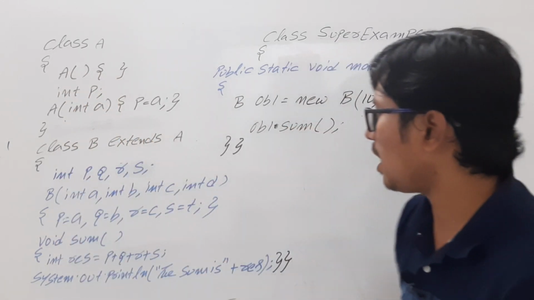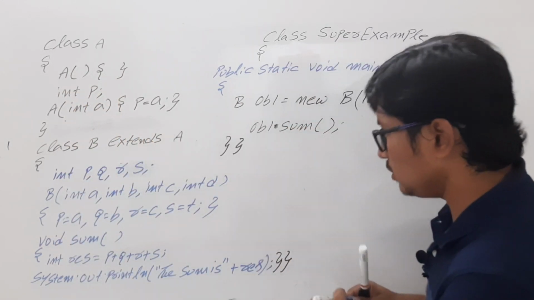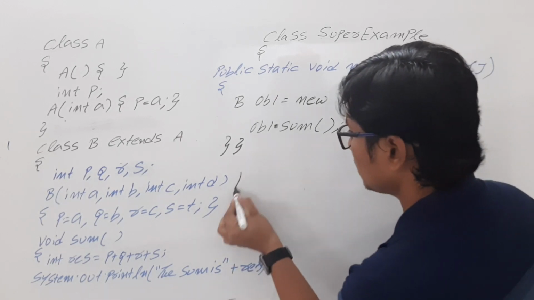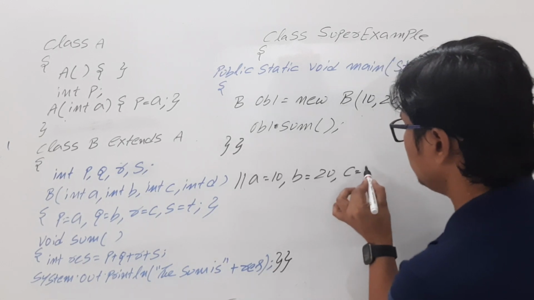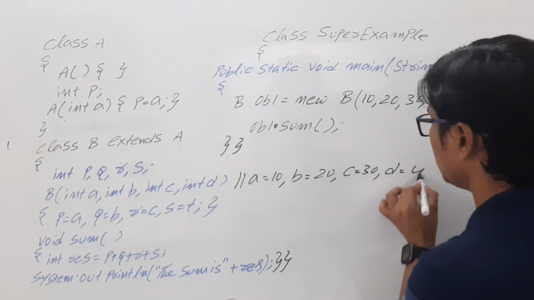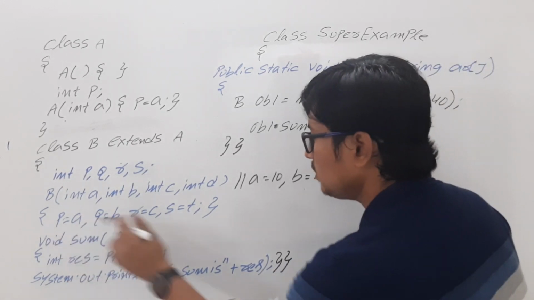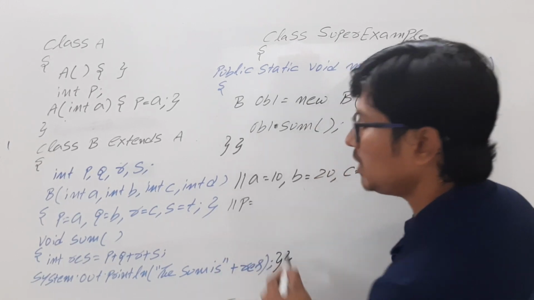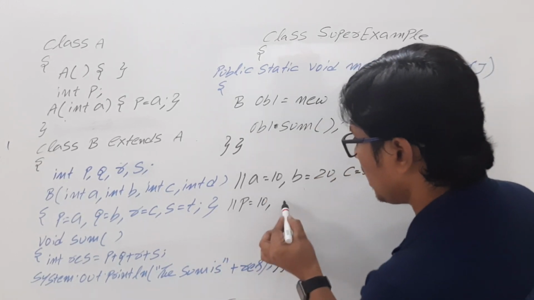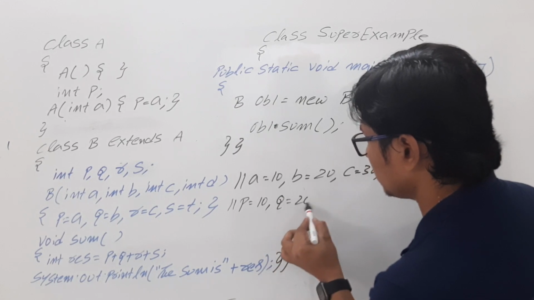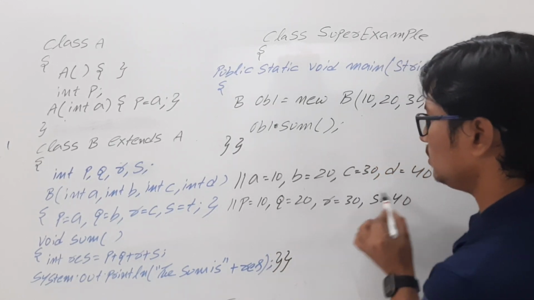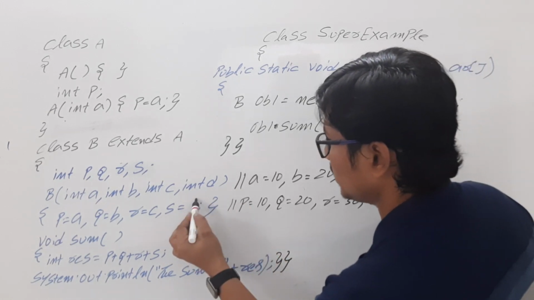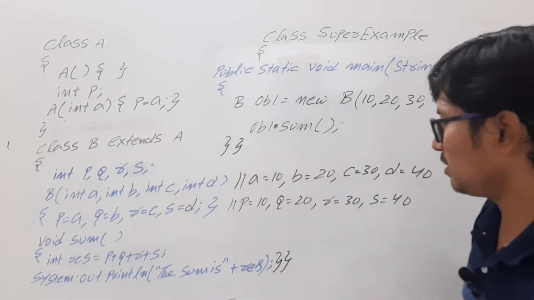Okay, now what will happen, A will get the value as 10, B will get the value as 20, C will get the value 30, D will get the value 40. Then what you are writing, P is equal to A. So P will get the value 10 and Q will get the value 20, R will get the value 30, S will get the value, oh here I have written T, I should write it as D. Okay, I'm really sorry for it.